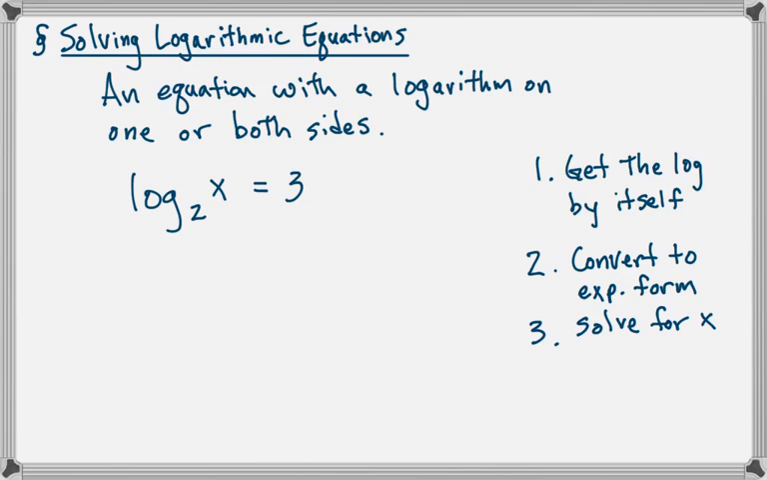So on this one to convert, well, the log is already by itself. There's no addition or subtraction or anything like that. So the second thing I would do is convert this to exponential form. When I convert, I always start with the base. On this one, the base is 2, so it would be 2 raised to the third power, and it always equals whatever's inside the logarithm. So 2 to the third equals x, or 2 to the third is 8, would equal x. So that's how I would solve that logarithm.